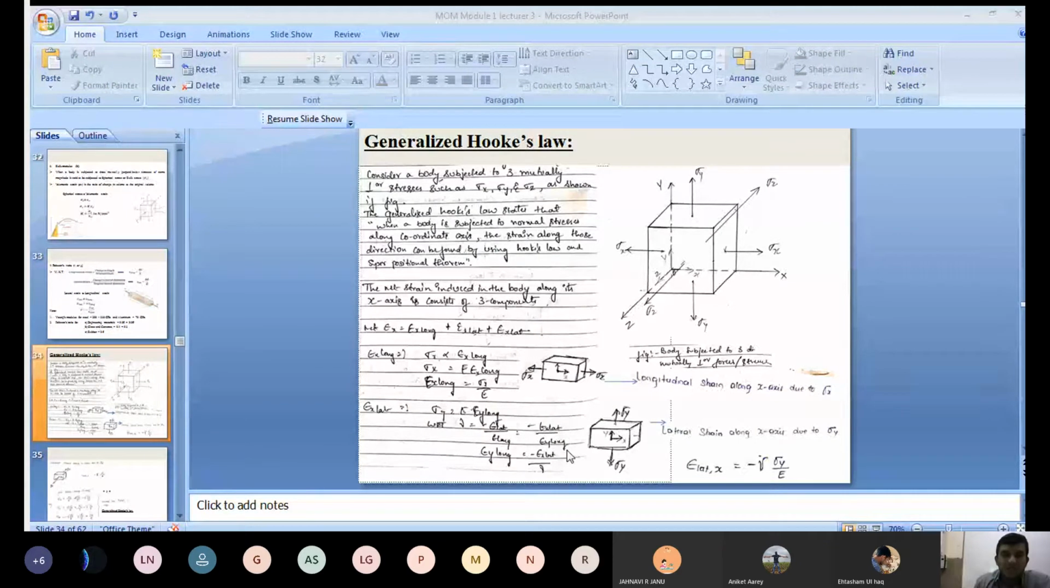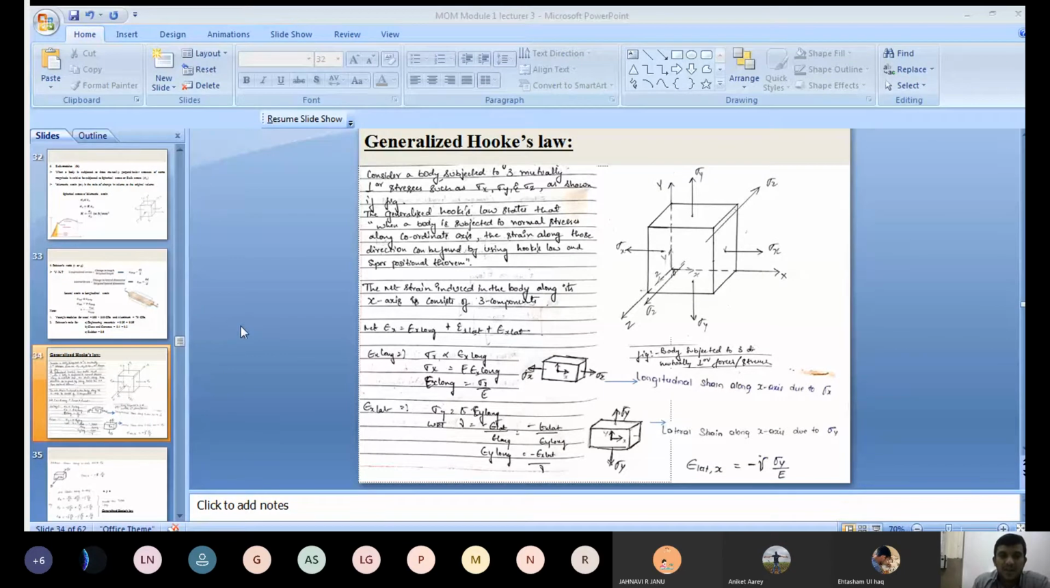Then you apply the principle of superposition. The net strain induced along the x-axis is a sum of the longitudinal strain along the x-axis due to sigma x, plus the lateral strain along the x-axis due to sigma y, plus the lateral strain along the x-axis due to sigma z. Now this is the net strain induced along the x-axis due to sigma x, sigma y, and sigma z.